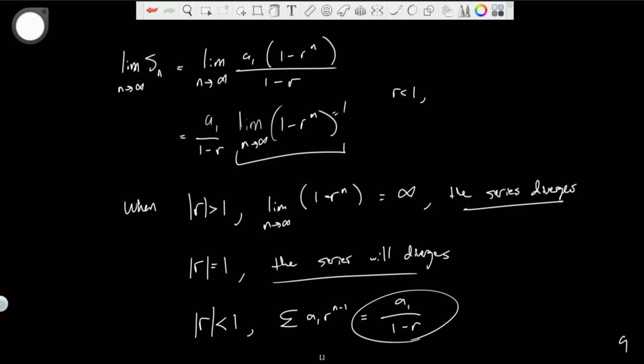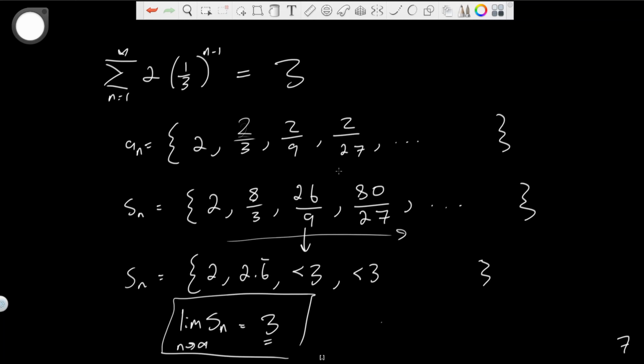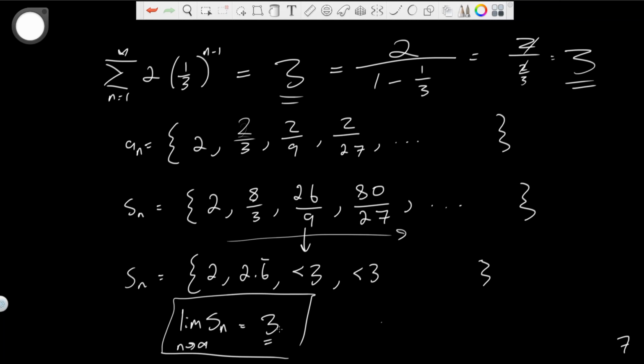If I jump back to the problem we were doing earlier, does this in fact equal 3? Well, what's the first term? 2. What is the ratio? 1/3. 2 over 1 minus 1/3, that's 2/3. The 2's are going to cancel, the 1's going to pop up. We get 3. So this does in fact converge to 3. This series is equal to the number 3.